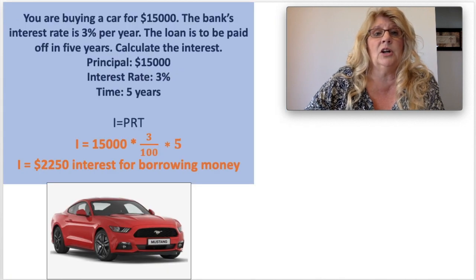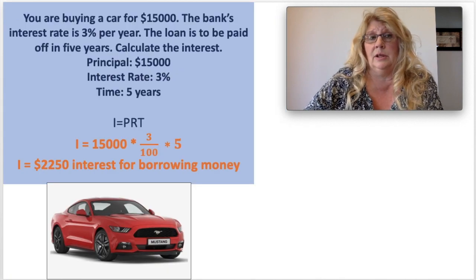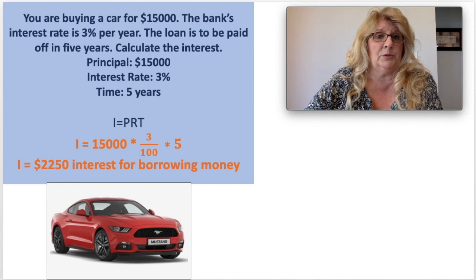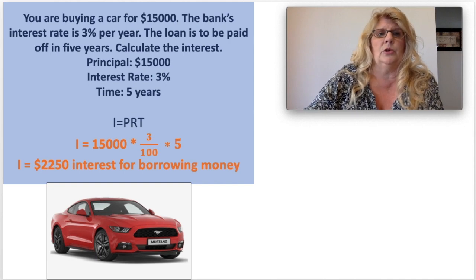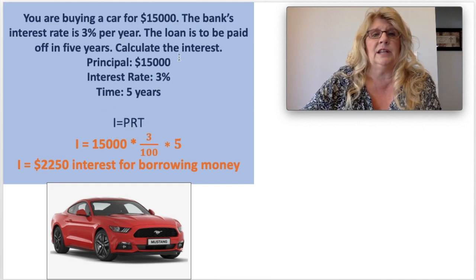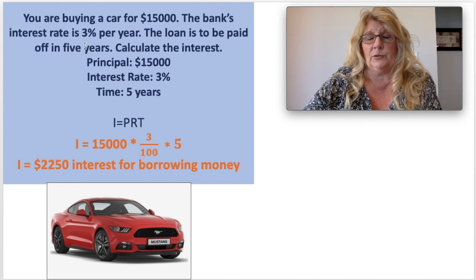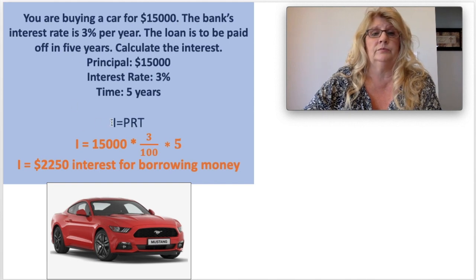So you're buying a car for $15,000. The bank's interest rate is 3% per year. The loan is to be paid off in 5 years. Calculate the interest. So the principal is $15,000 because that's how much you're borrowing. The interest rate is 3%. The time, it says, is 5 years. Always watch for the numbers to be in words.